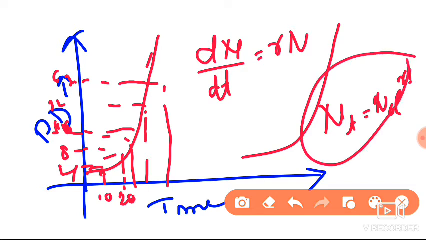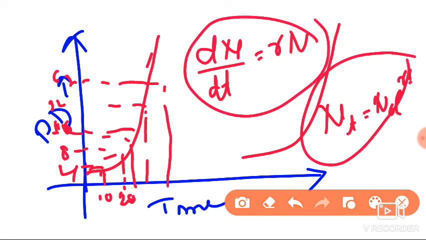So remember these two formulas are important, so please remember. If there is an increase or decrease in the N or population density, we are going to calculate with the help of this formula, dN/dt = rN. And this is for exponential growth, that is Nt = N0 e^(rt). This is important, please remember.